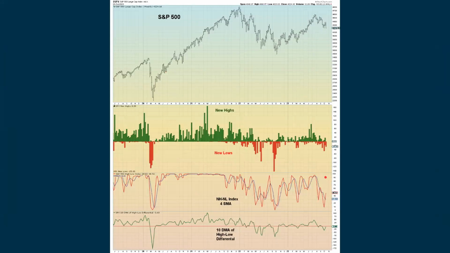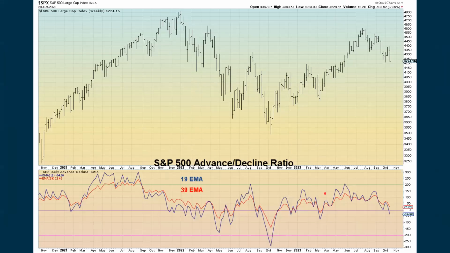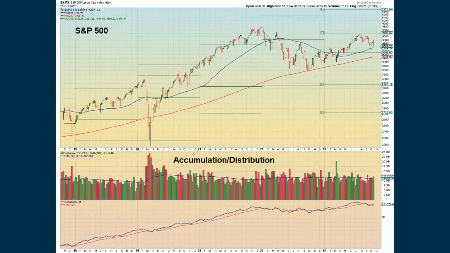We're still looking okay when we look at our new highs and new lows. The 4-week moving average continues to go up, as does the 10-week, but on the daily charts, we're really starting to see a real expansion of the new lows. And you can see that here. It's just not necessarily reflected in our moving averages. The advanced decline ratio is turning more negative. The blue line, which moves faster, is below zero. The red line is declining, but it's still above zero.